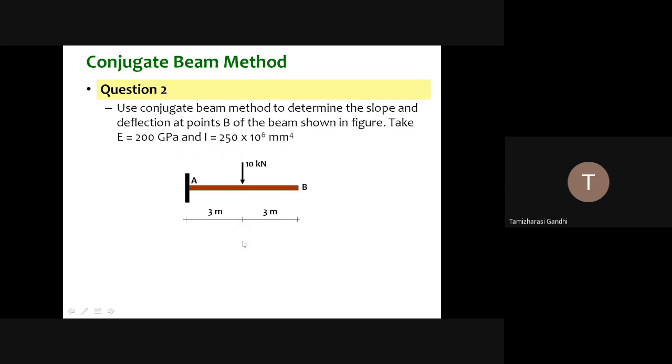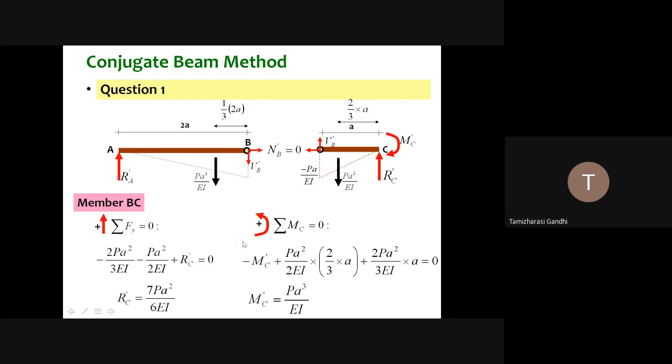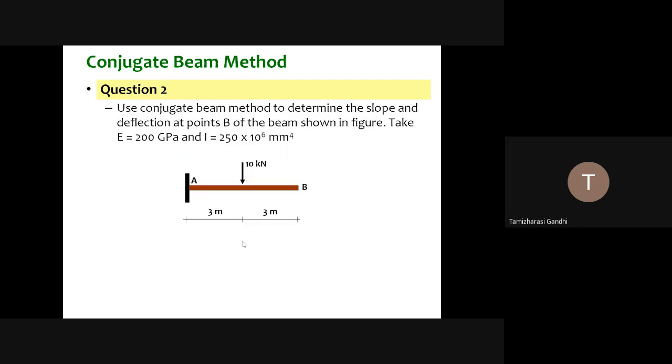Is it clear? First problem is clear? It is as simple as the previous thing, because in the previous one you need to do all the tangents and get into all those drawings. So that is basically semi-graphical method, moment area method. But this is not like that.